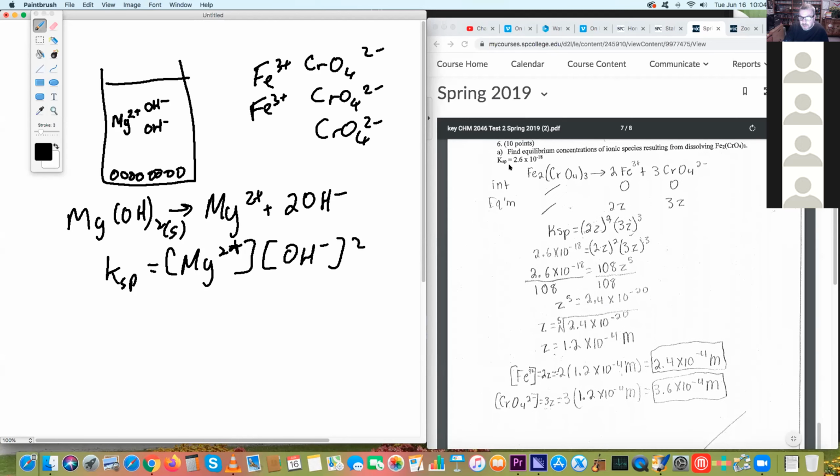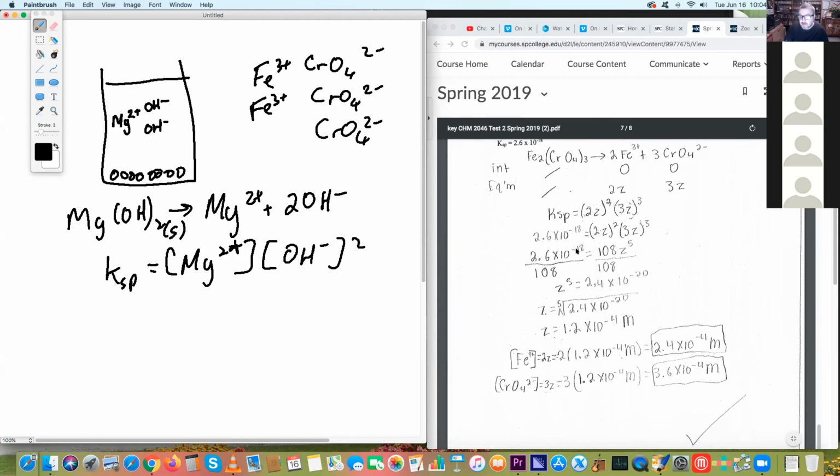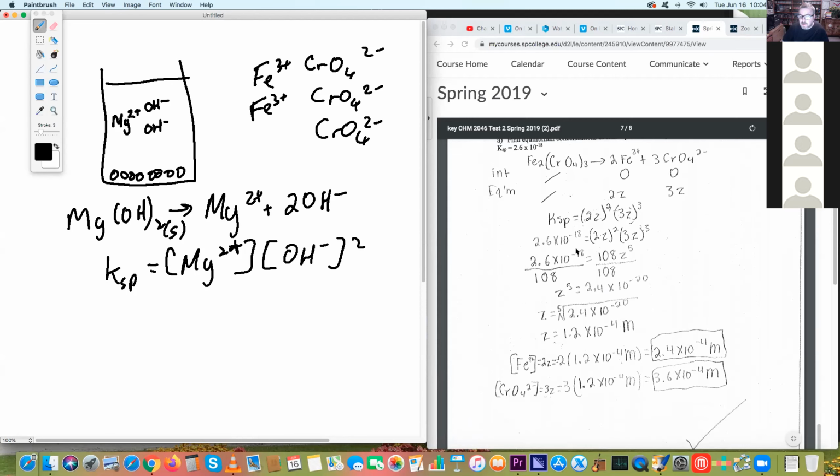We are given the KSP value here, and then we can plug these values into the KSP expression, which I wish the student had written down, but I'll go ahead and write it here. So KSP is equal to Fe3 plus squared and CrO4 2 minus cubed. And you can see that we're just plugging in the values and then solving for Z. What can be challenging here is just how you enter this into the calculator and how you make these calculations.